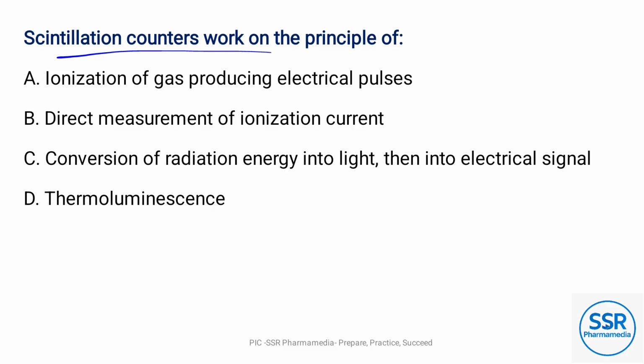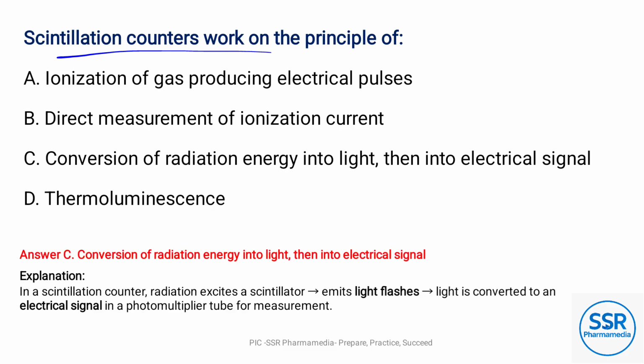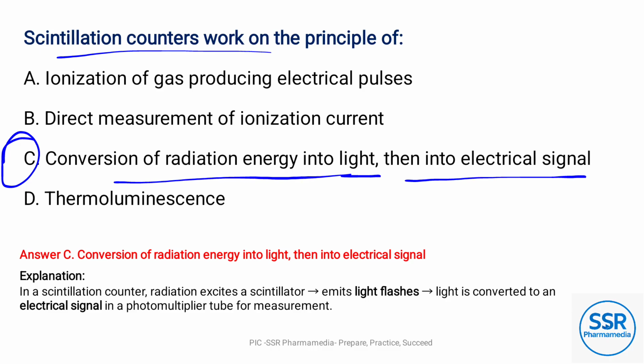Scintillation counter works on the principle of, option C, conversion of radiation energy into light energy, then into electrical energy. This is a very important principle in scintillation counter. Radiations, alpha, beta, gamma radiation, when they strike the sodium iodide crystal, it emits light energy. So the radiation's energy is converted into light energy. Then this light energy is converted into electrical signals.